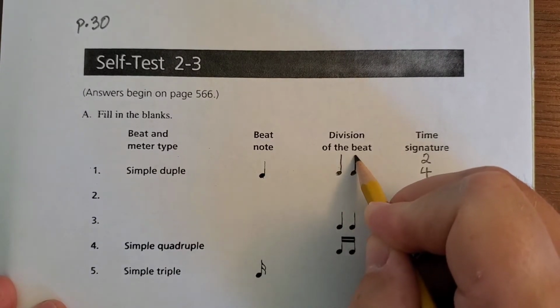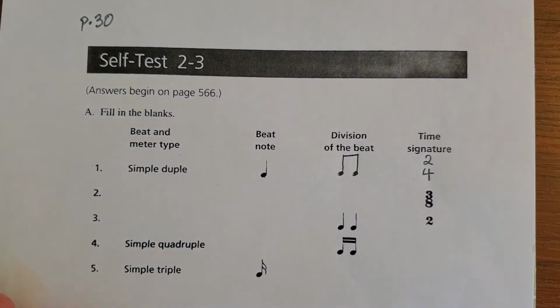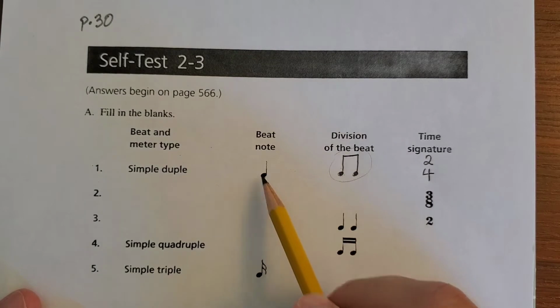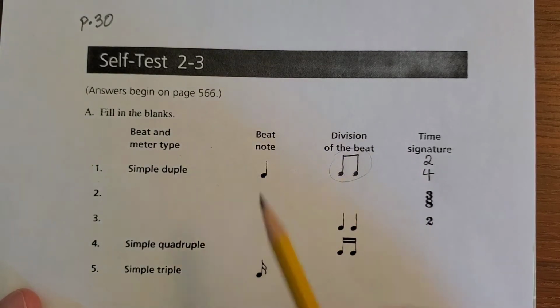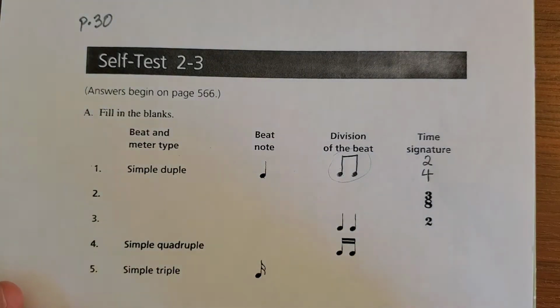Remember that the division of the beat for simple meters is always into groups of 2. So here's the beat, here's the division. Notice the division, both of these values, equal that beat. An eighth plus an eighth equals a quarter. So make sure in simple meters your division is always by 2s, 2 of something.